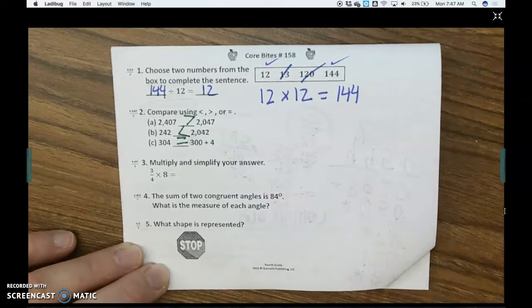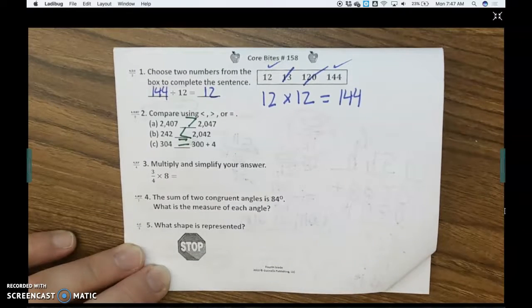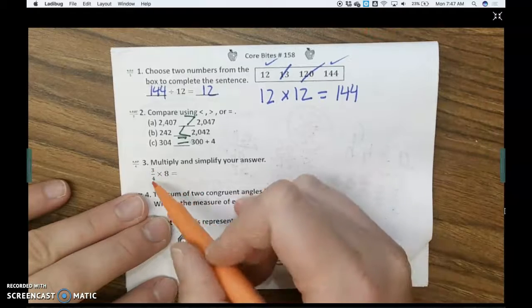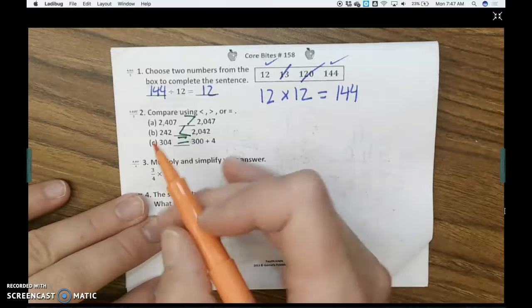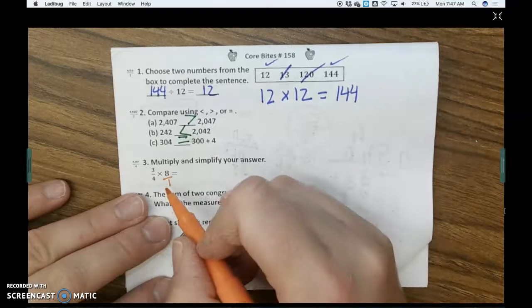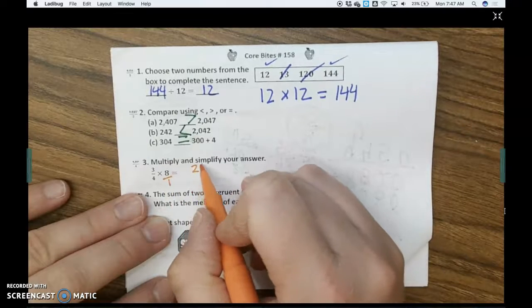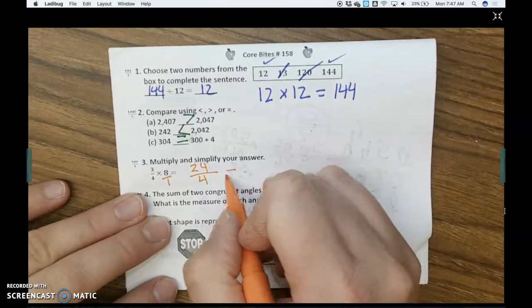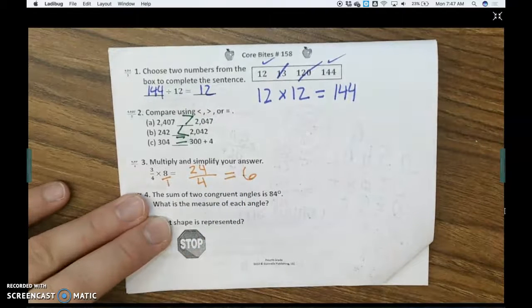Okay? For the next one, multiply and simplify your answer. So you've got 3/4 times 8. If you just put a 1 under it, multiply across. So 3 times 8 is 24. 4 times 1 is 4. Divide 24 by 4. You get 6 with no remainder.